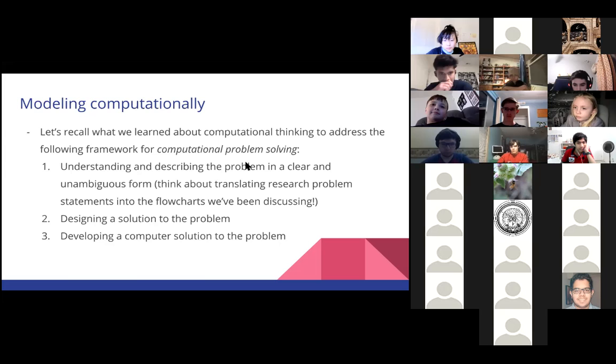Okay, so let's recall what we learned about computational thinking to address the following framework for computational problem solving. So first, understanding and describing the problem in a clear and unambiguous form. Think about translating research problem statements into the flowcharts we've been discussing, for example. Number two, design a solution to the problem. This, of course, clearly is the most significant part and is what most of this discussion will center on. And three, developing a computer solution to the problem, going from a conceptual or mathematical model, as we'll later see, to a computational model, which often can actually be the easiest part.